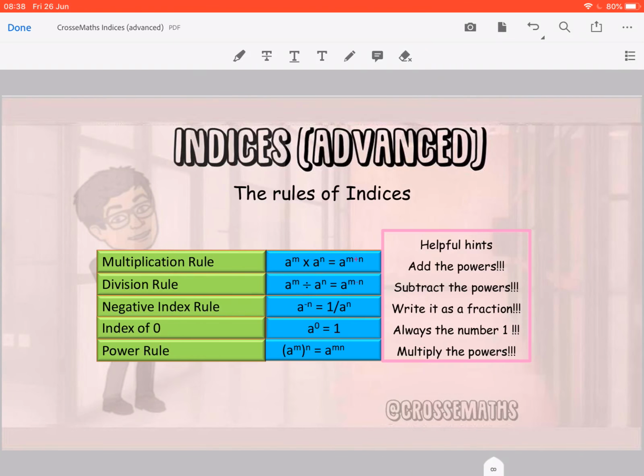What I'd like you to do as well is write these rules down. Now this bit is super important. The helpful hints make loads of sense. Multiplication rule, you add the powers. Division rule, subtract the powers. Negative, write it as a fraction. Index of 0 is always the number 1, and the power rule means multiply the powers. That's the power rule when there are brackets. So write those down. Pause the video now. That is the most important thing with indices. You've got that written down.